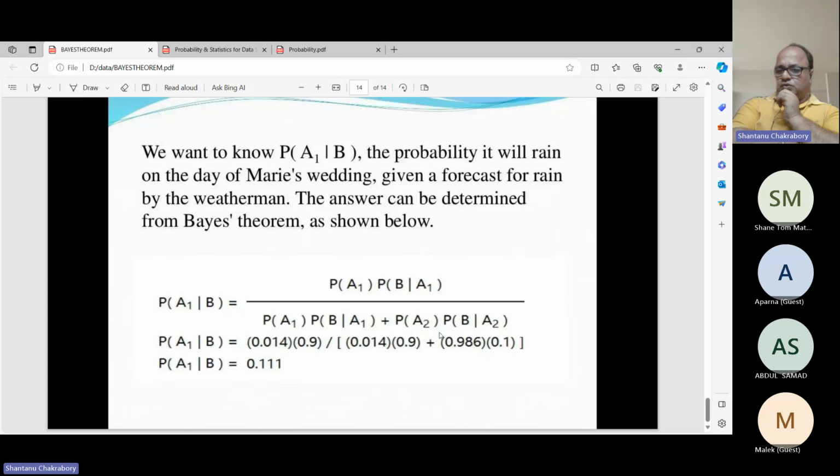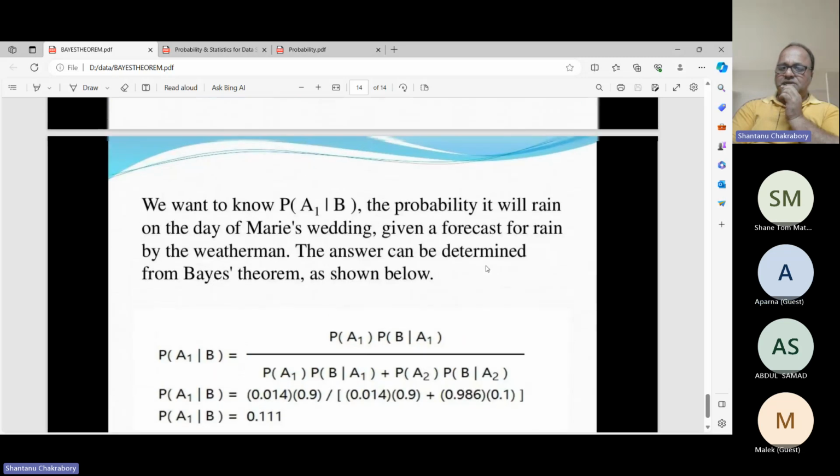P of A1 times P of B given A1, divided by P of A1 times P of B given A1 plus P of A2 times P of B given A2. We substitute these values, so that the probability of Mary's wedding, depending on the weatherman's forecast, is 0.111.